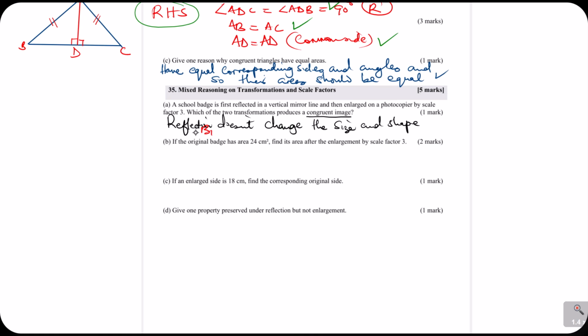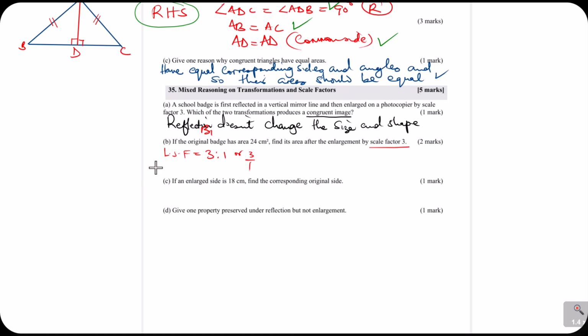But B, if the original badge has an area of 24 centimeters squared, find its area after enlargement by scale factor 3. So in this part, we have two things. The scale factor that is given here is the linear scale factor. We will take that as 3:1, or simply 3/1. Because we want to get the area scale factor, we need to know the relationship between linear scale factor and area scale factor.